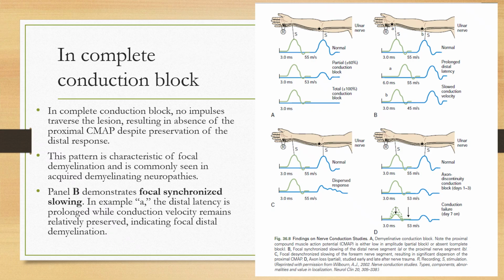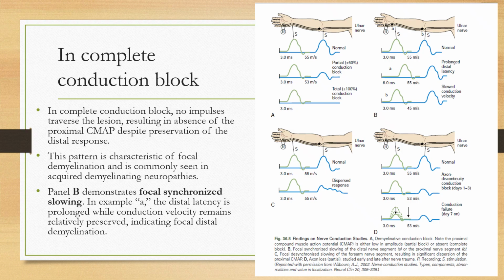In complete conduction block, no impulse traverses the lesion, resulting in absence of the proximal CMAP despite the preservation of the distal response. This pattern is characteristic of focal demyelination and is commonly seen in acquired demyelinating neuropathies.